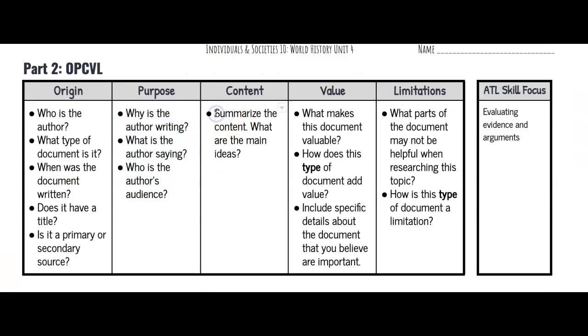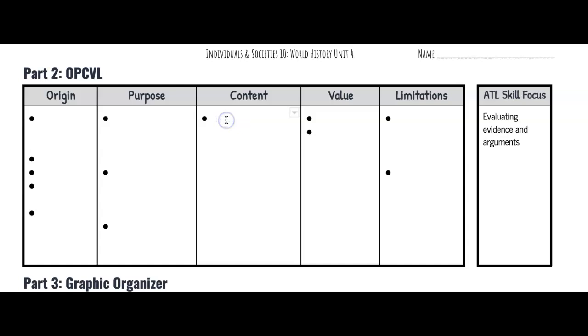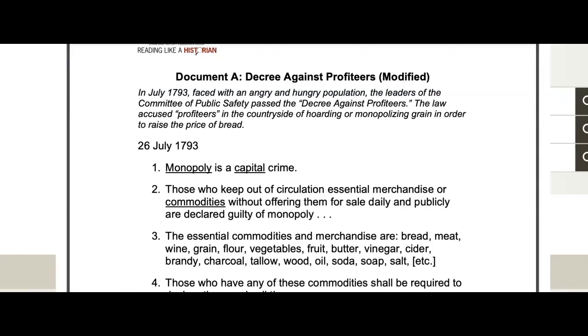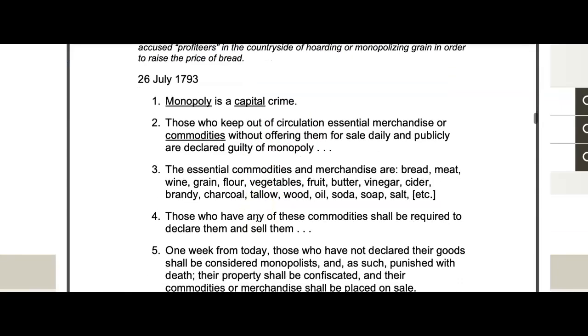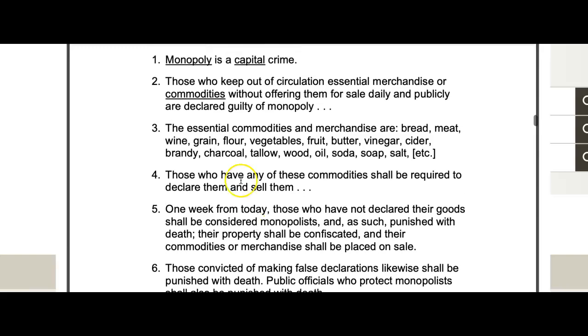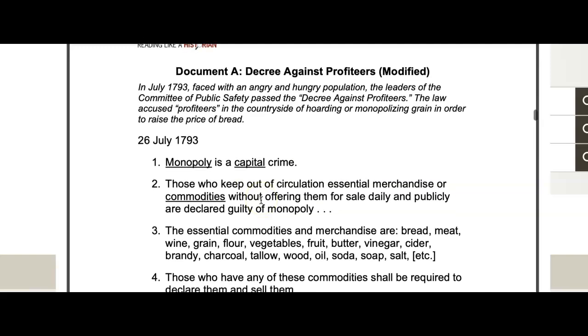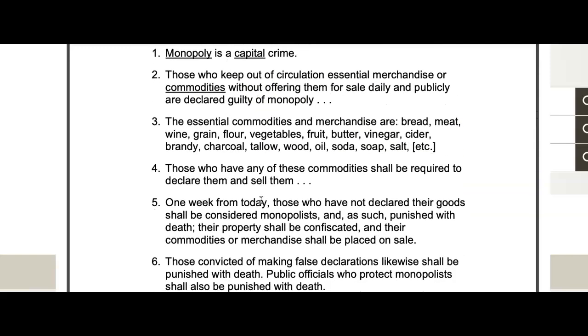Let's go to the C, content. You want to summarize the content. What are the main ideas? You'll see that there's just one bullet point. That means you'll need at least one idea, but the more information you have, the more informed you might be for your mastery check later. So you're going to take a look at the document itself again and look at the content. So what is being said? Choose one or a couple of these 1 through 6 decrees that were passed and summarize them into your own words to go in that C section. Pause the video and fill in C now.